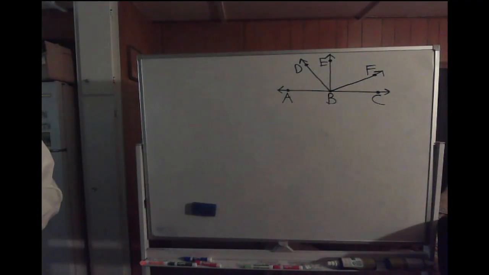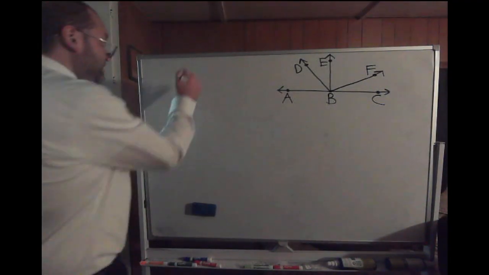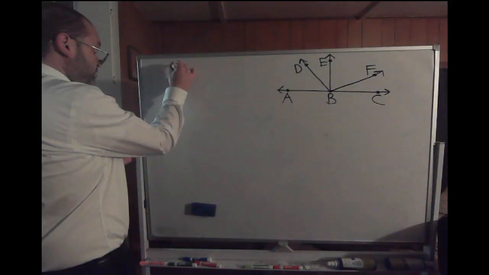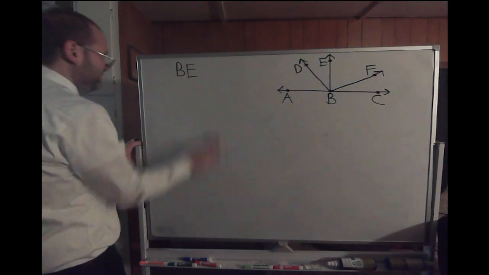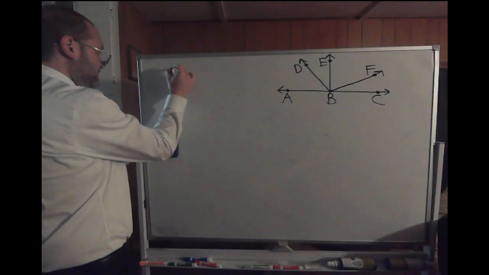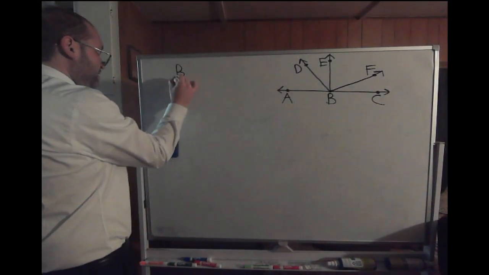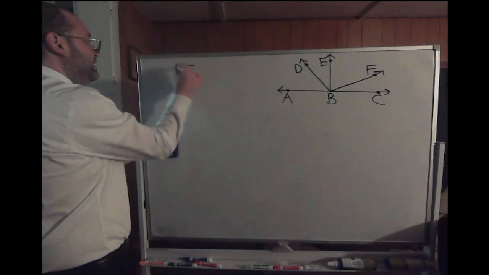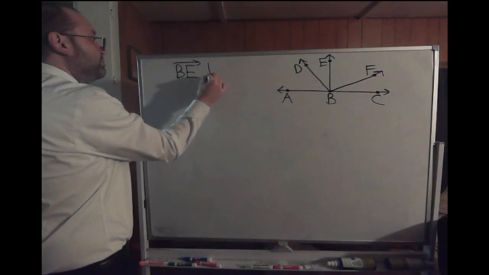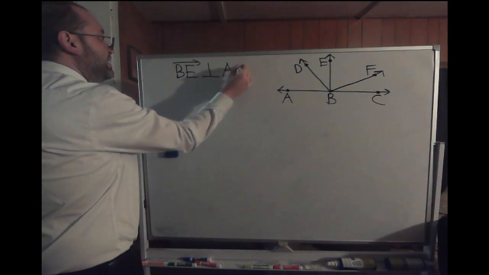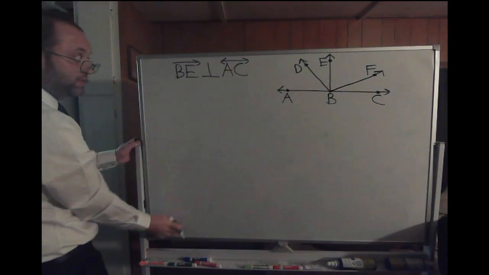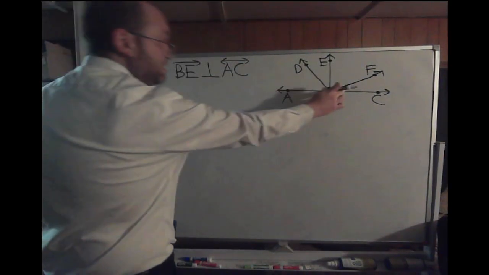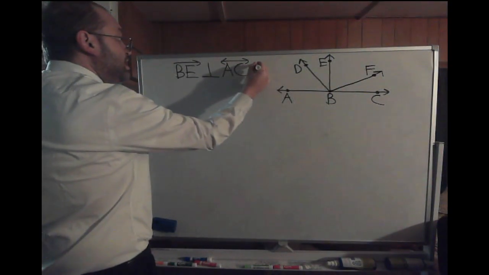We are given that ray BE, that looks awful the way I wrote it. Excuse me. We are given that ray BE is perpendicular to line AC. So we are told that ray BE is perpendicular to line AC.